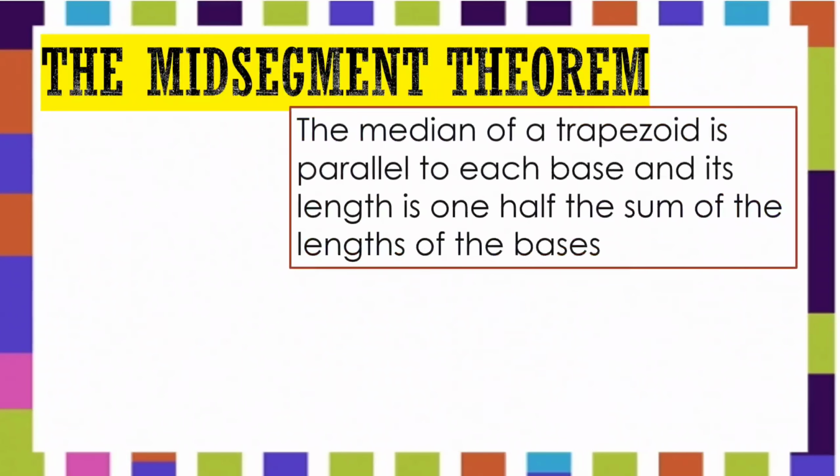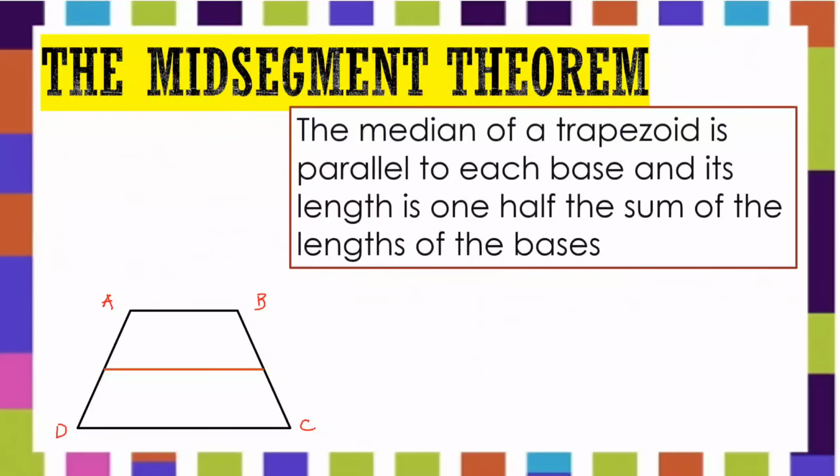So when we say mid-segment, it is the median of a trapezoid that is parallel to each base and its length is 1/2 of the sum of the lengths of the bases. So if we're going to consider this figure, so again, ang mid-segment is the median of the trapezoid. So let's say this is trapezoid ABCD. Okay. So the median is the line or segment connecting the legs of the trapezoid. So this is parallel to the bases, base AB and base DC.